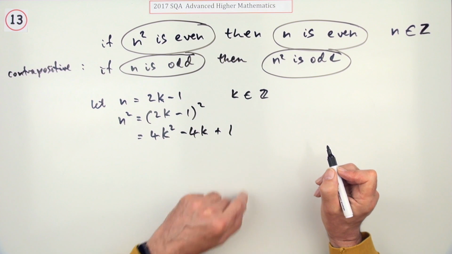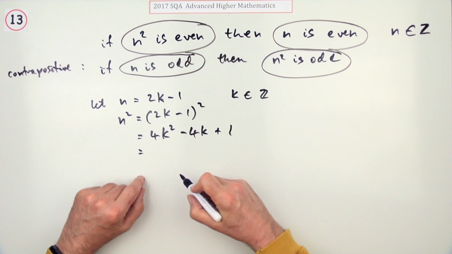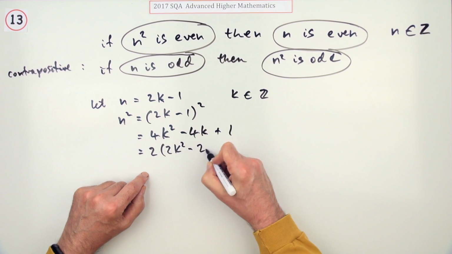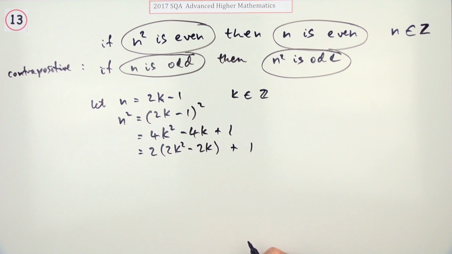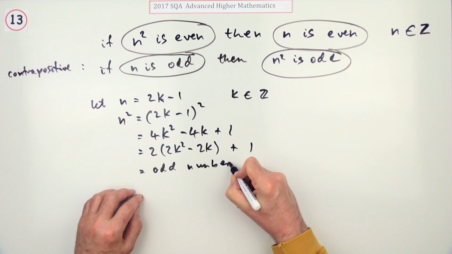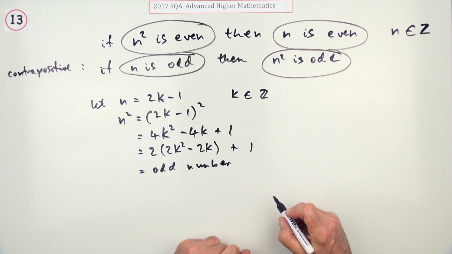Now, is this an odd number? Well, it'll be an odd number if it's a multiple of 2 plus 1. And of course there's a multiple of 2 here. That's 2 times 2k squared, and that's 2 times 2k with a 1 left over. So I can state that that's an odd number. Or it would be an odd number as long as that's an integer. Wouldn't be an odd number if that was a fraction.